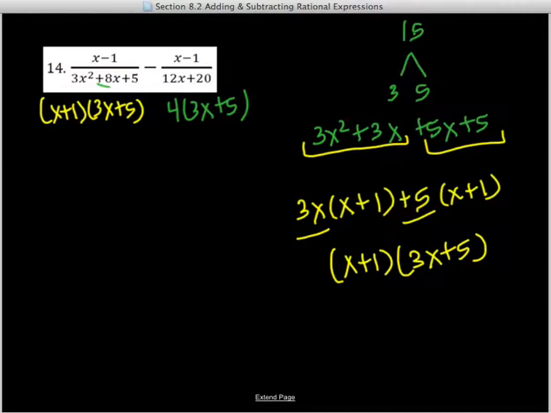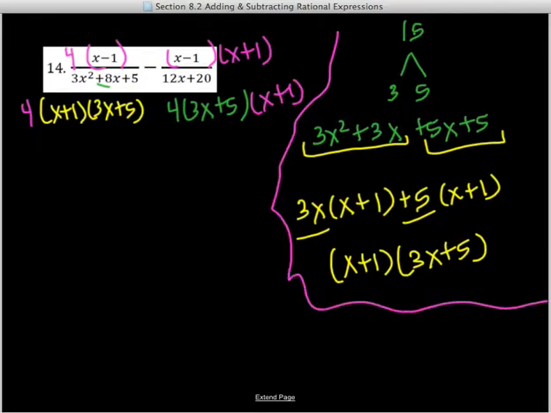Okay, now I need to think, what do I need to add to each piece? Well, here, I would have to multiply my numerator by 4, and now what I'm missing here is an x plus 1. So this is like side work that I have here off to the side.